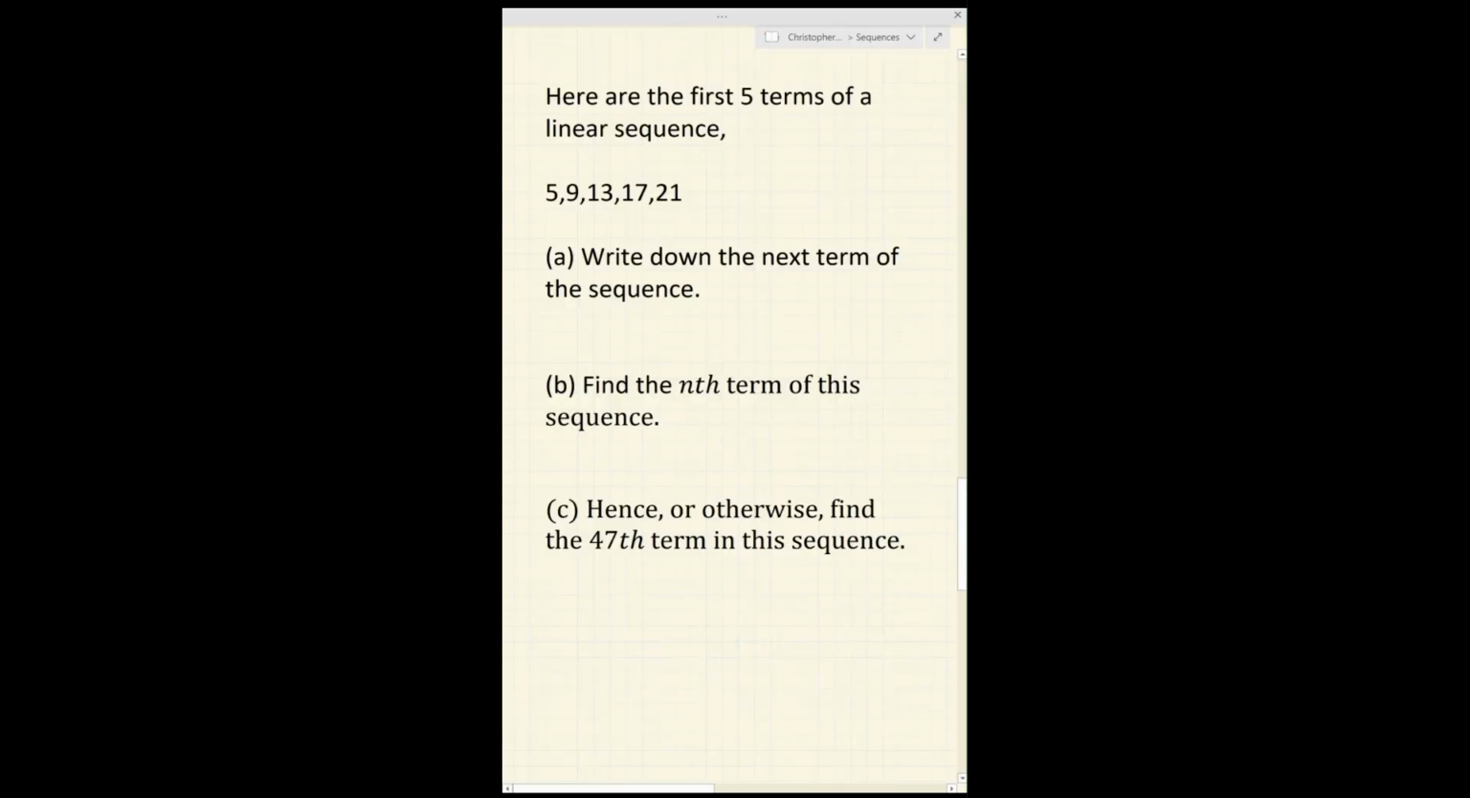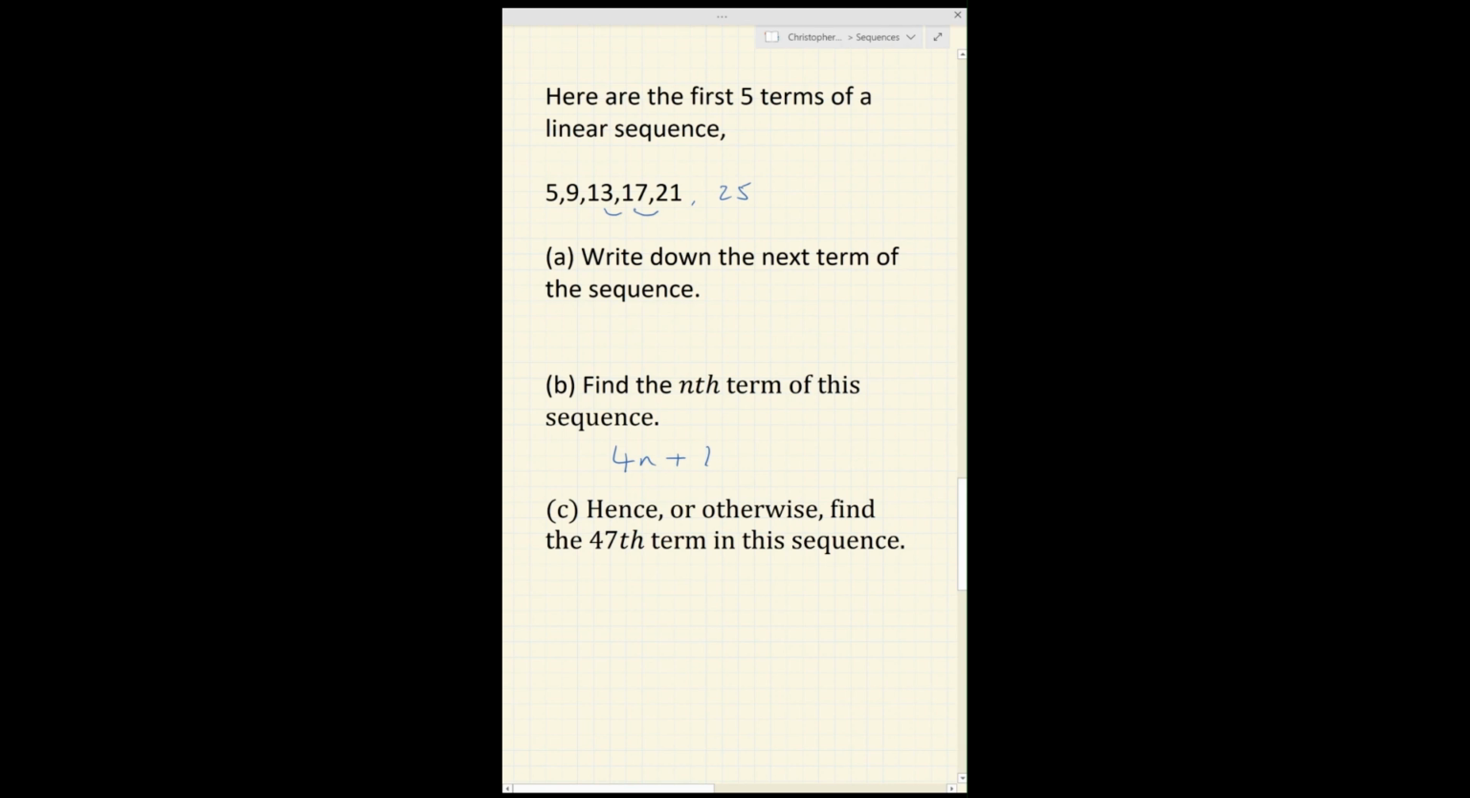Here are the first 5 terms, and I've got to write down the next term. But it's going up in 4s, so the next term will be 25. Find the nth term of this sequence. Well, I know that it's going up in 4s, so the formula is going to be 4n, and in this case it's going to be 4n plus 1 because the first term is 5 rather than 4.